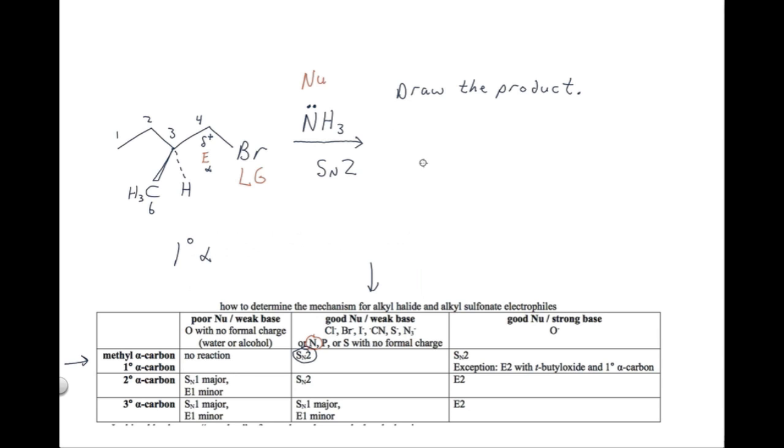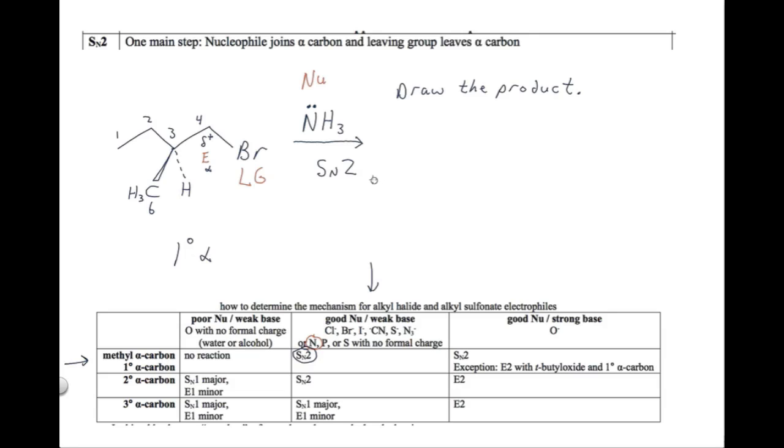Now, how do we draw the electron-pushing arrows? Well, what happens in an SN2 reaction? How many steps are there in an SN2 reaction? One step. And what should happen in that one step? You should have memorized that what happens in the one step is that the nucleophile joins the alpha carbon and the leaving group leaves the alpha carbon. Let's draw the arrows for that.